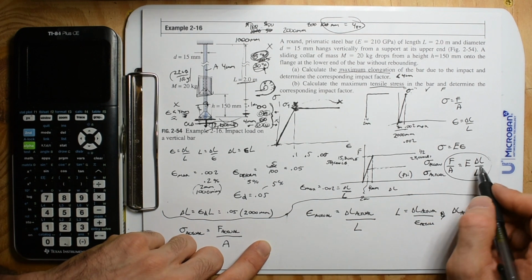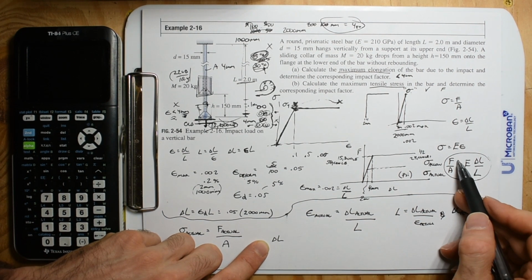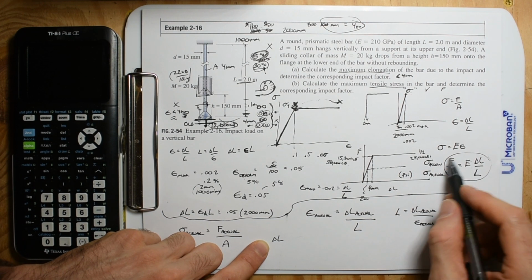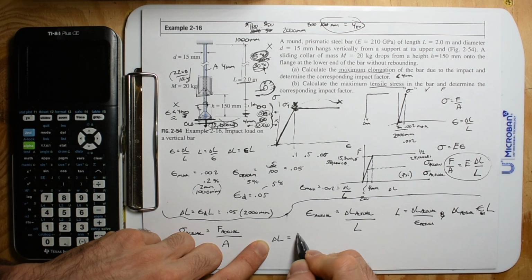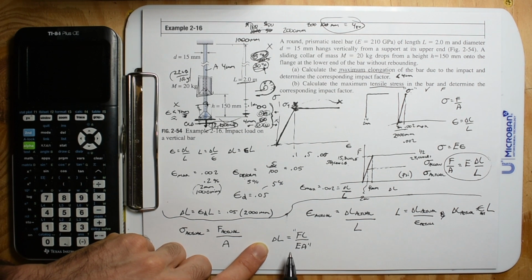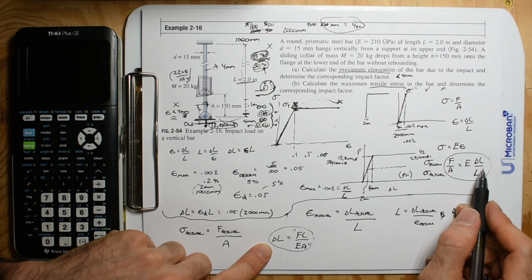Let's solve for change in length. The L goes upstairs, so it's FL, E goes downstairs, and I would put the E first. It's FL divided by EA. This is the one that you just want to get used to and memorize, because you're going to use this a lot. I don't know if you say it spells flee, in that direction, but it's one of the more useful equations that come out of here.